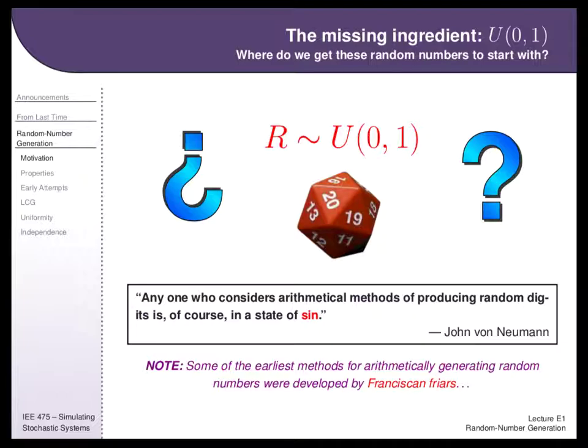The reason I like this quote is that when they look back at the literature, the first random number generators were actually investigated by Franciscan friars about 100 years before that. So it's kind of interesting to me, this weird connection over time.